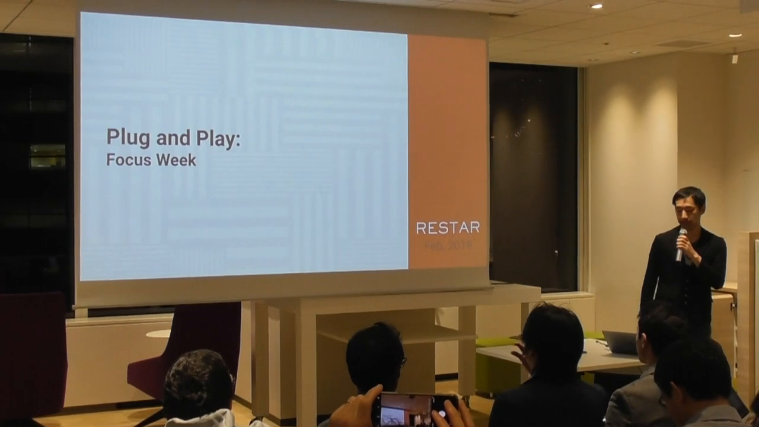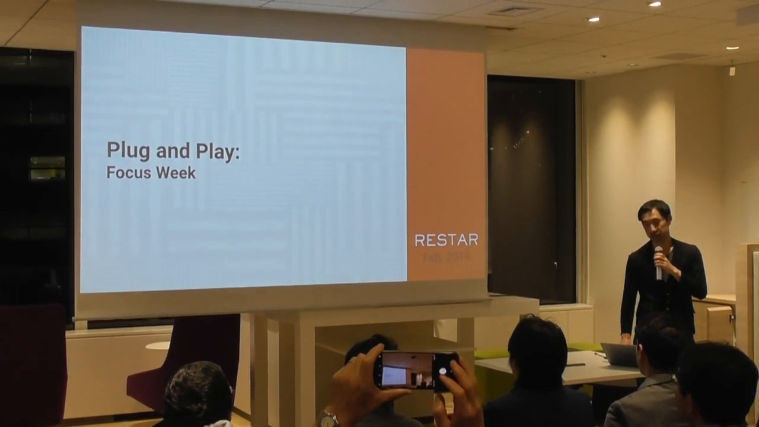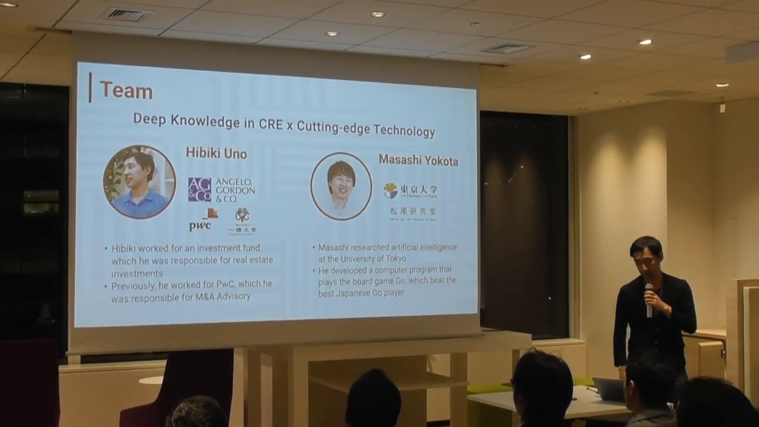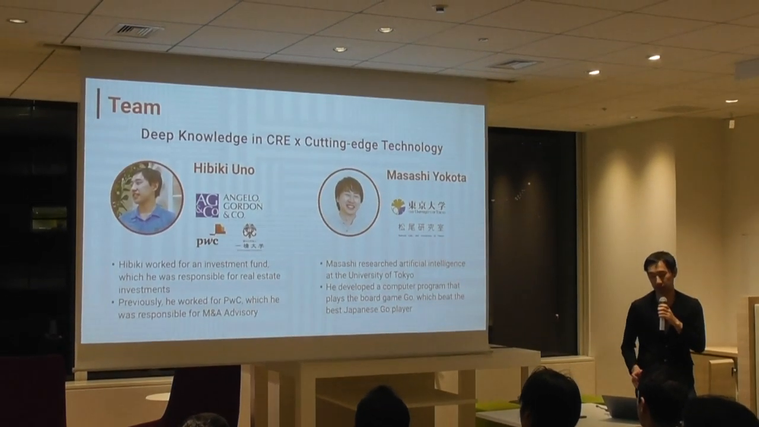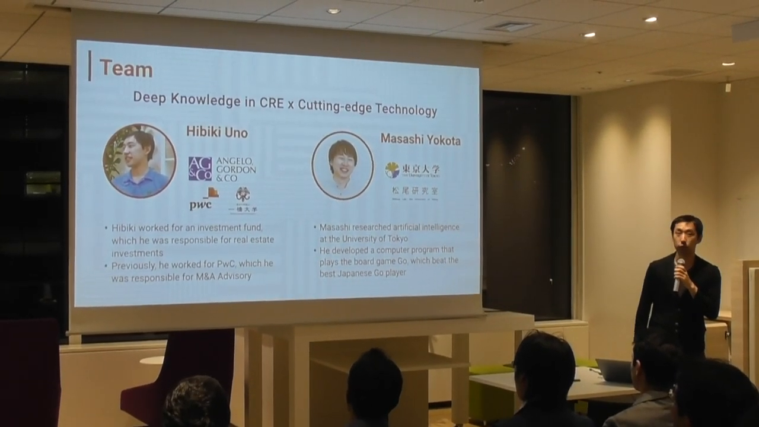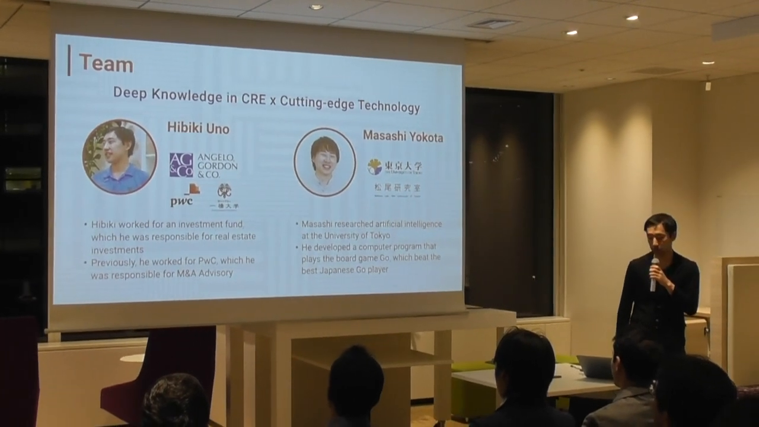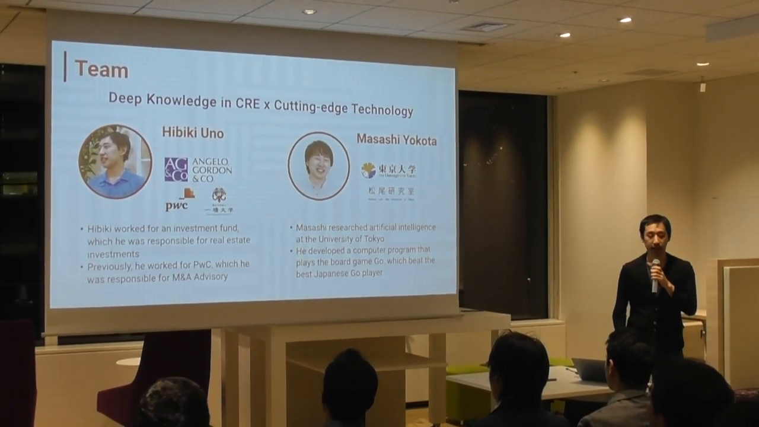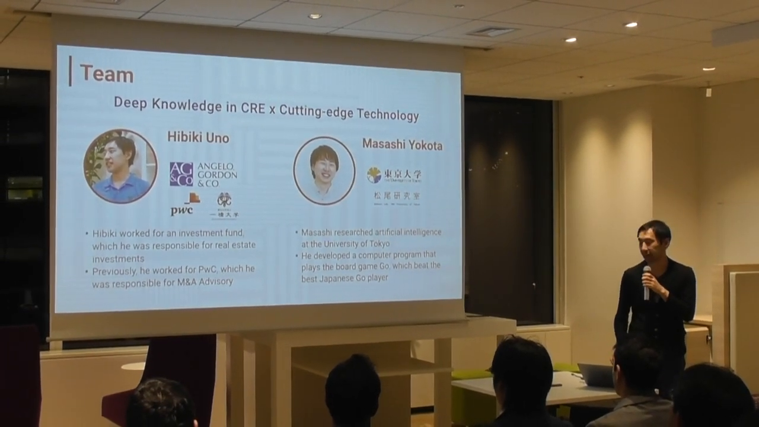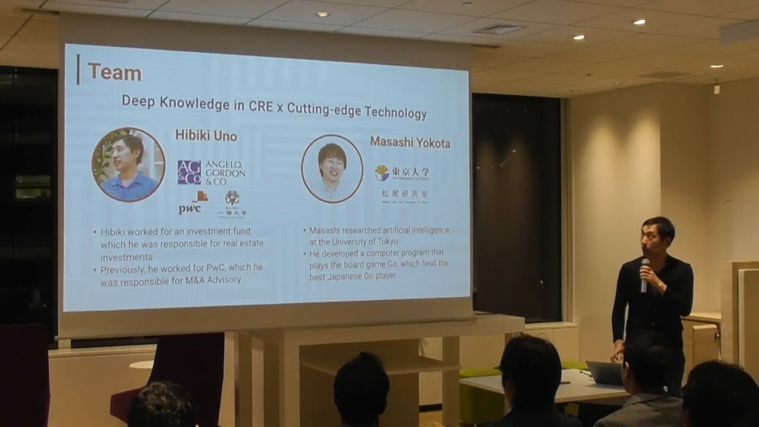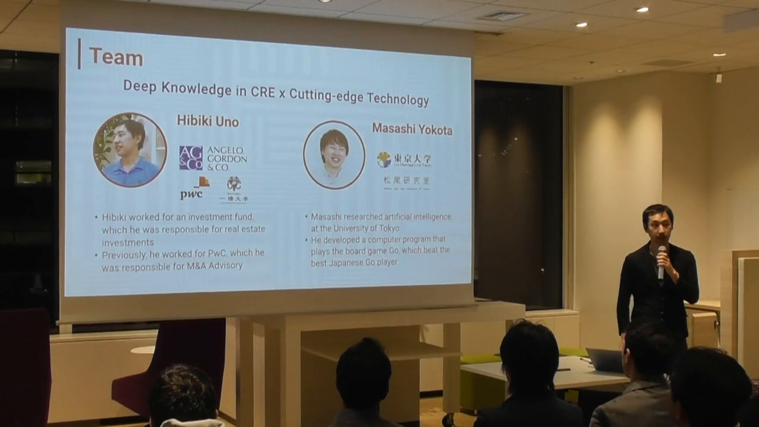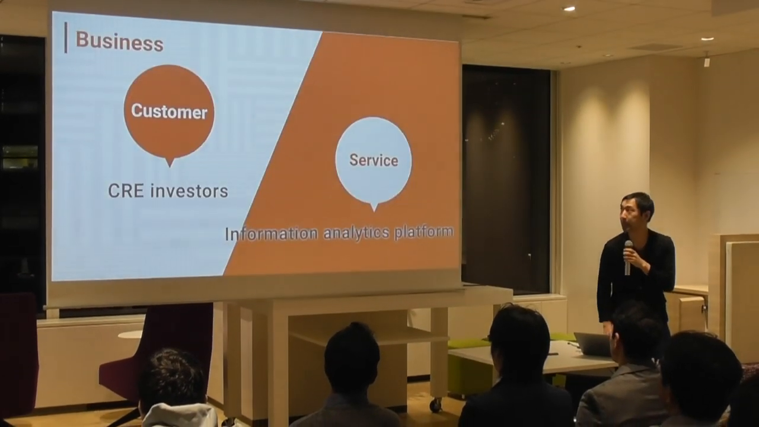I'm CEO of Restar. At first, please let me introduce our team. I work for the US investment fund, where I was responsible for commercial real estate investment in Japan. Masashi, our CTO, researches AI at the University of Tokyo. He developed the AI that plays the board game Go, which beat the best Japanese Go player. So we have both deep knowledge in commercial real estate and great technological capability.